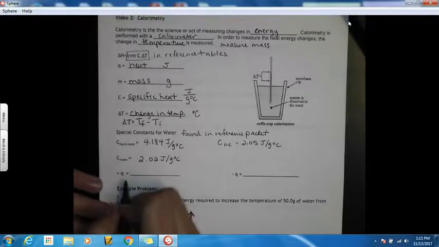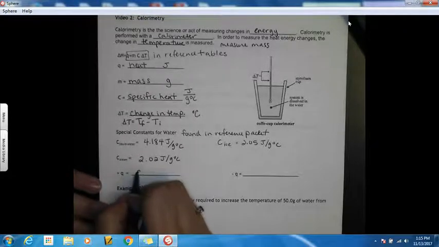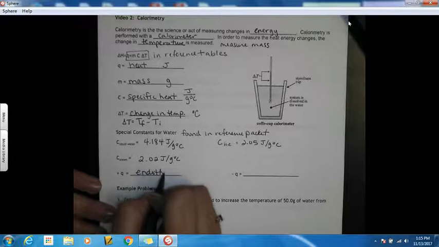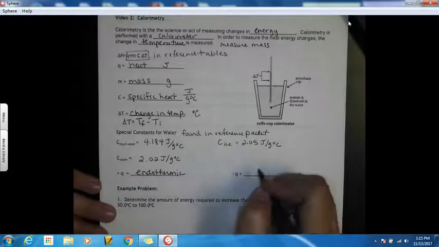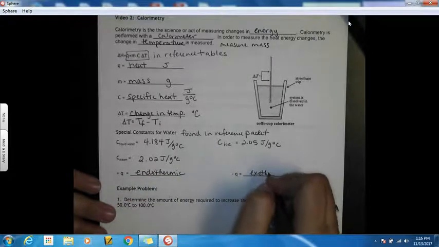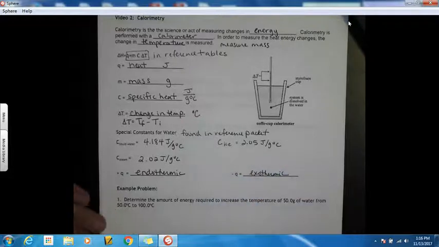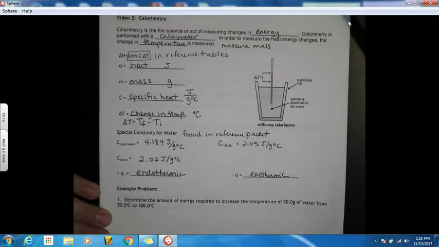Just like yesterday, if Q is positive, it is endothermic. If Q is negative, it is exothermic, meaning it is releasing heat. Alright, so let's try a couple problems.